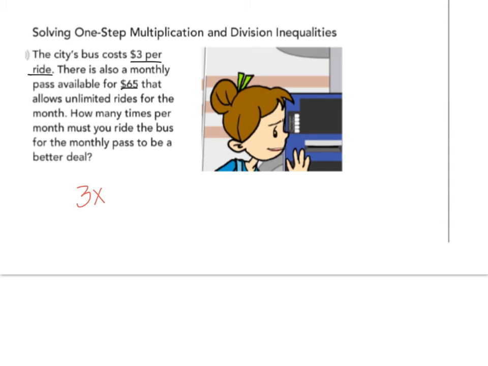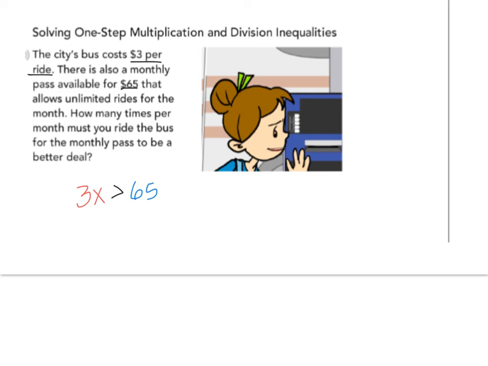So if it's going to be more expensive, I know that I need to use a greater than sign, not a greater than or equal to sign. I don't want them to be the same. I want my individual bus ticket to cost more than my monthly pass. That way I can see how many rides would make the monthly pass a better deal. So I'm going to use a greater than sign. And this is greater than my $65 monthly pass.